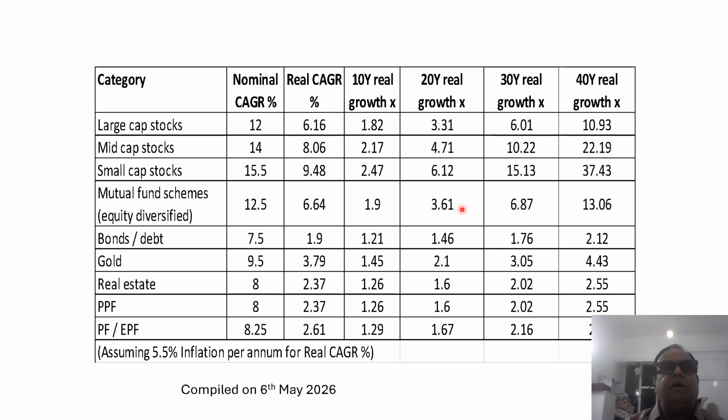But look at the small cap, because in this video I'm going to talk about small caps, which are risky, but if managed well, they can give you great returns. Now look at the small cap. After 10 years, 1 rupee will become say 2.47, and after 20 years it will become 6.12. I'm talking about inflation adjusted, after adjusting, 5.5. And next, after 30 years, 1 rupee will become 15 rupees. Similarly, 37.43 after 40 years.